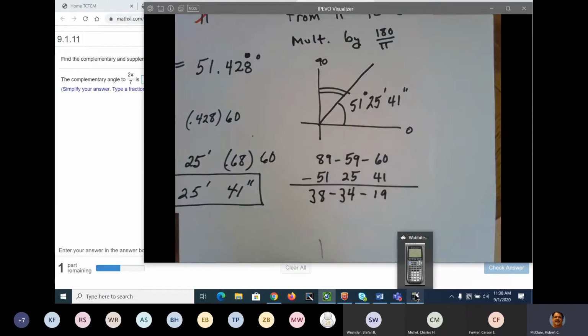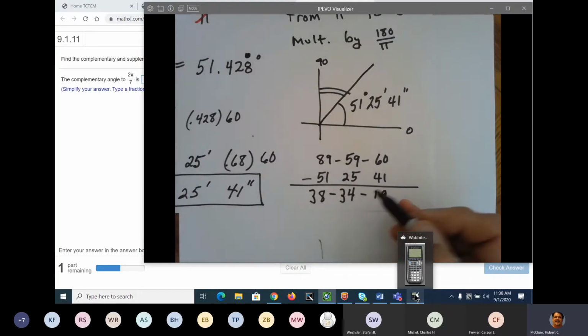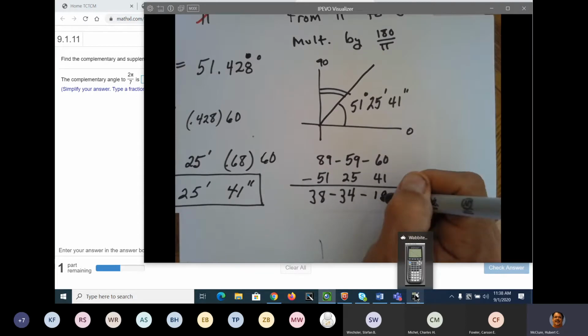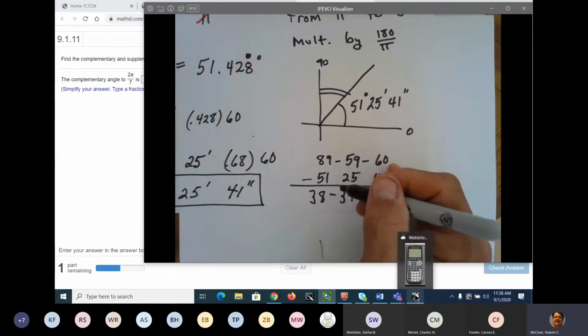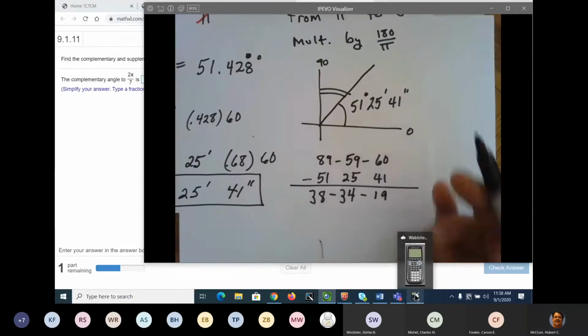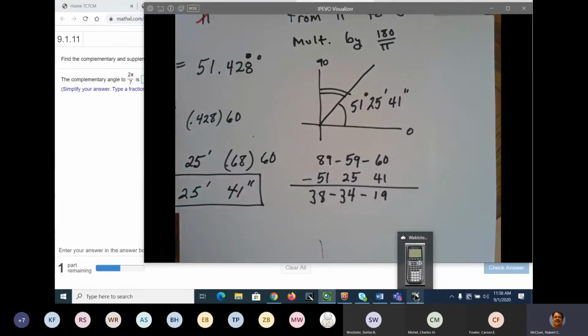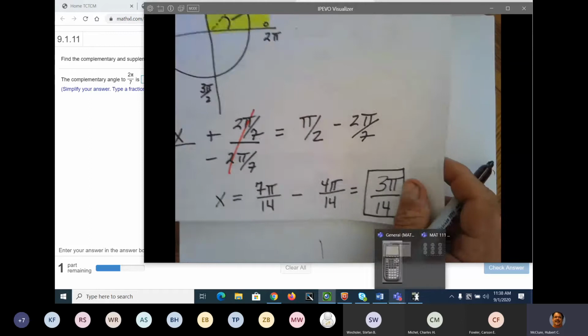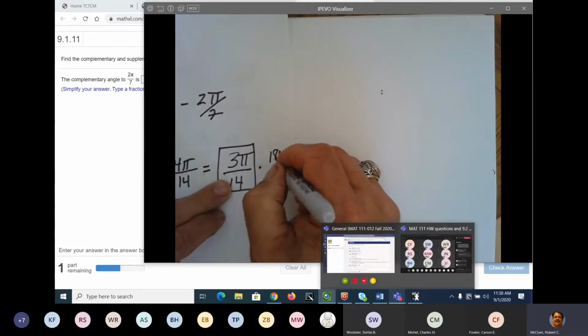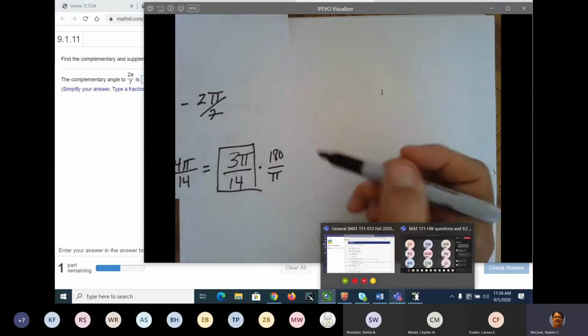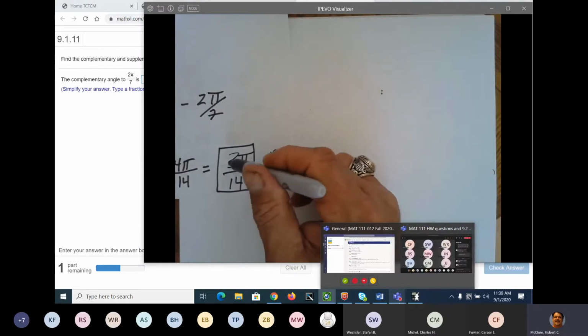34, 19. Now, if you wanted to change that back into radians, you would have to multiply by 3600 and 60 and then change it. But you can see it's going to be about the same. If you was to change this answer right here back into the 180 over pi, and that's going to be 3 times 180 over 14.